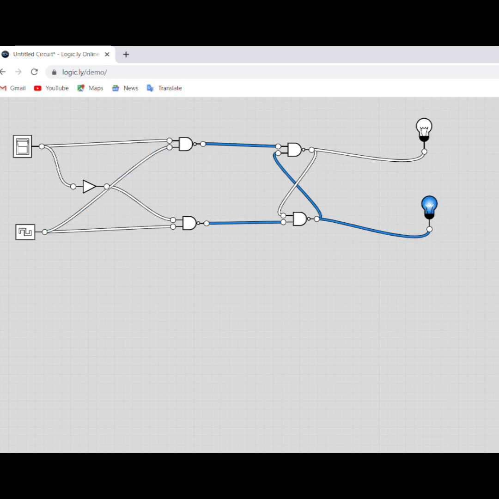This is a logical representation of D flip-flop. For D flip-flop, we need 1 switch, 1 NOT gate, 1 clock, 4 NAND gates and 2 bulbs. When the input is 0, the next state is 1. When the input is 1, the present state and the next state is 1.